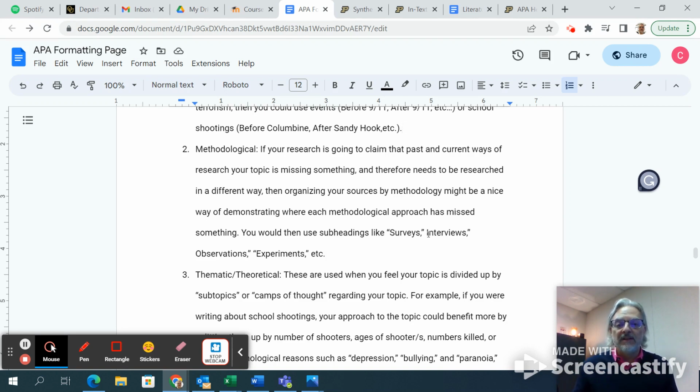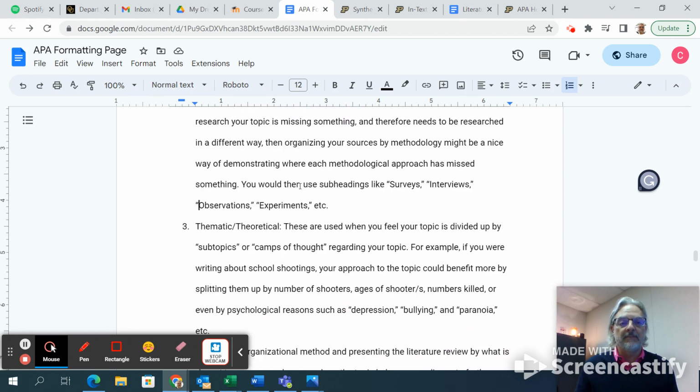And so within those, let's say that you decide what's going to make the most sense is if I break these up by how they were done. So you've got surveys, interviews, observations, experiments. Maybe it's just surveys, interviews, and observations. Maybe it's surveys and experiments. And you say, okay, we're missing interviews, we're missing observations. And so it'd be good to organize your literature review based on how your sources approached the topic.